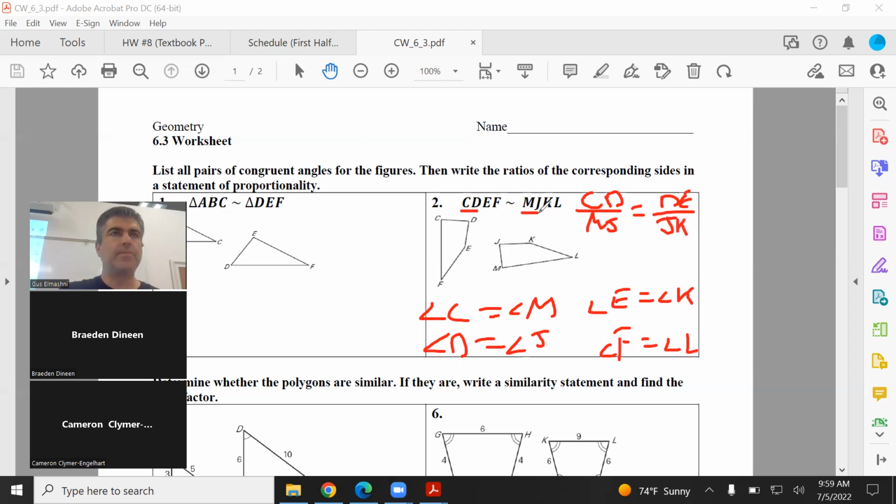I start with these two, then I do these two, then I do these two. And lastly, CF and ML. If you said LM, I'm not going to care about that, but CF and ML. Okay. So that's how you would write the proportionality. So questions, Sean, you have questions?